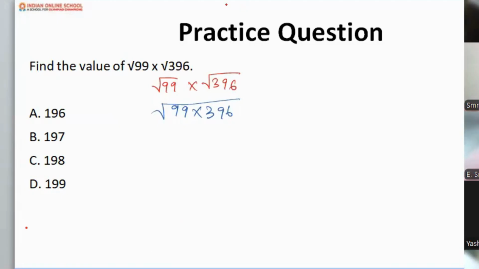Let me guess what you all are doing. You are just multiplying these two numbers and then trying to find the square root. But I'm trying to do something different because I know this will take a lot of time. So what are you doing? Ma'am, I guess there is some formula, A minus B multiplied by A plus B. No, that was for some other one. Let's do the prime factorization of 99 and 396 separately.